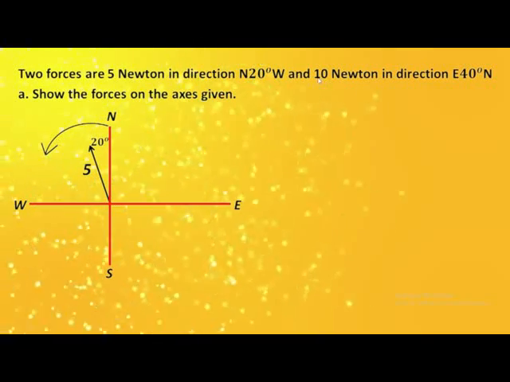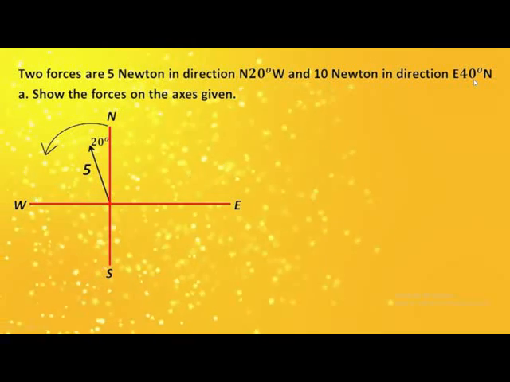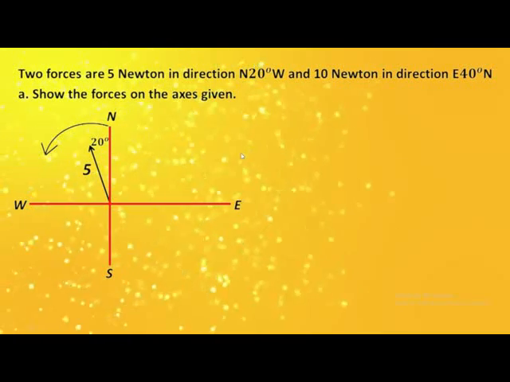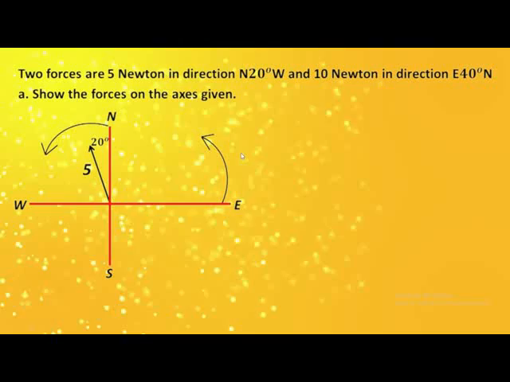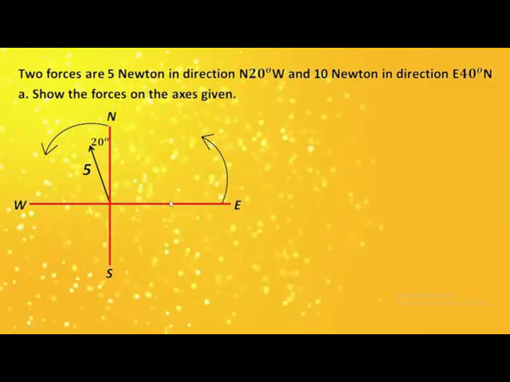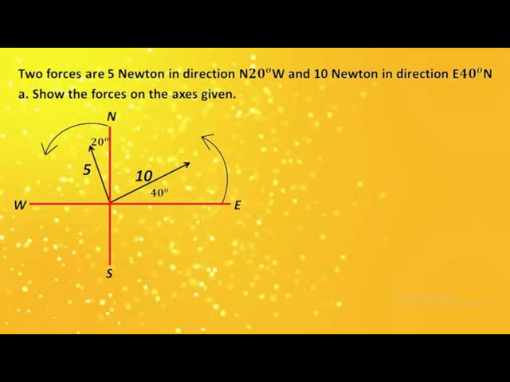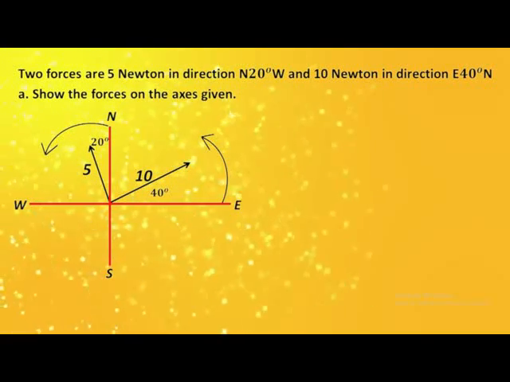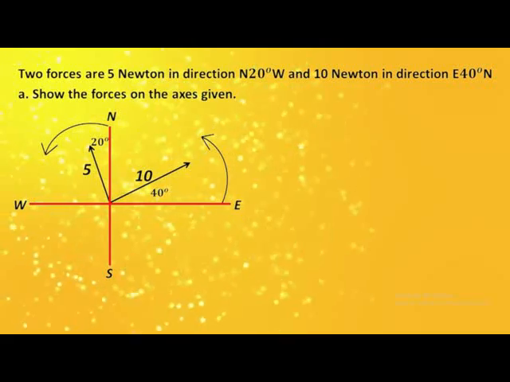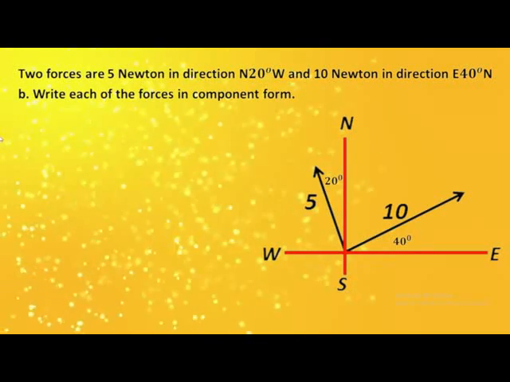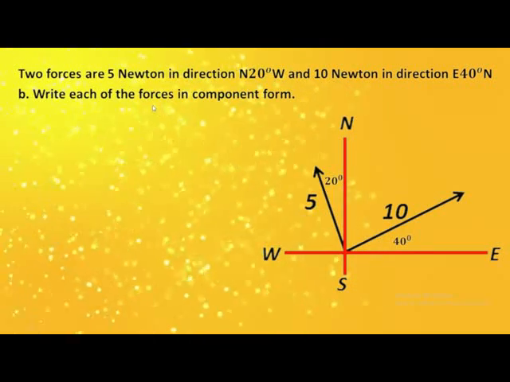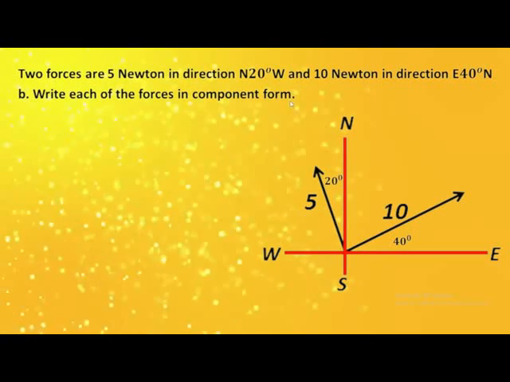Next, let's deal with the 10 Newton force in direction 40 degrees from east to the north. So from east to the north, this is the direction. And then it's 40 degrees, and then this is the force. The magnitude of the force is 10. And B. Write each of the forces in component form.